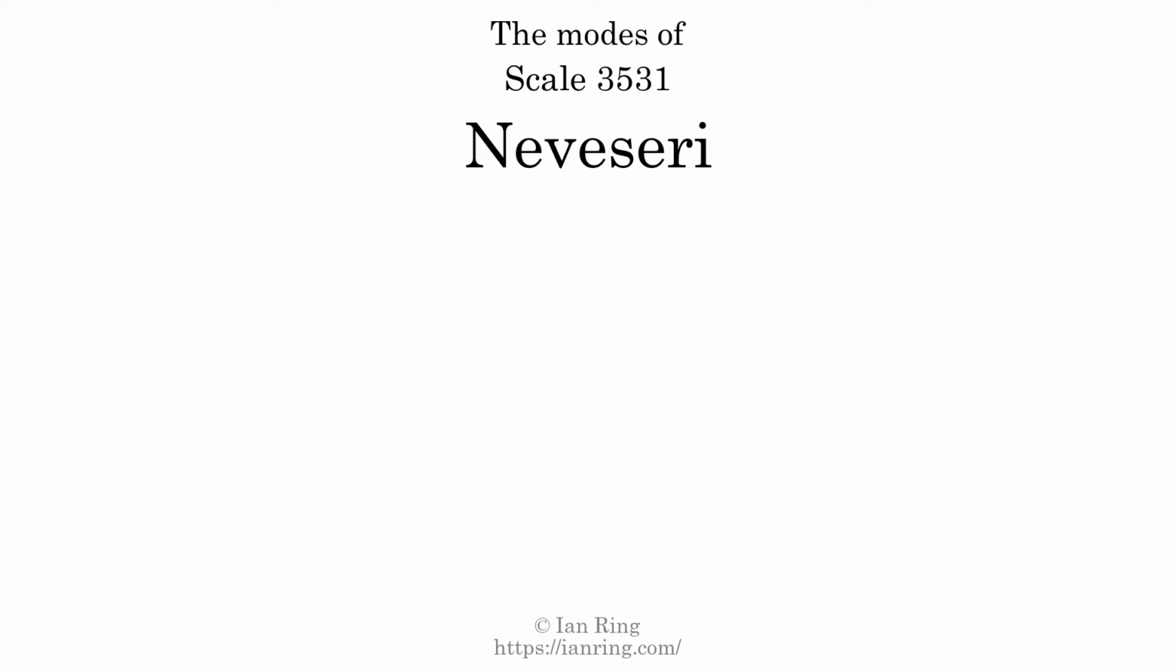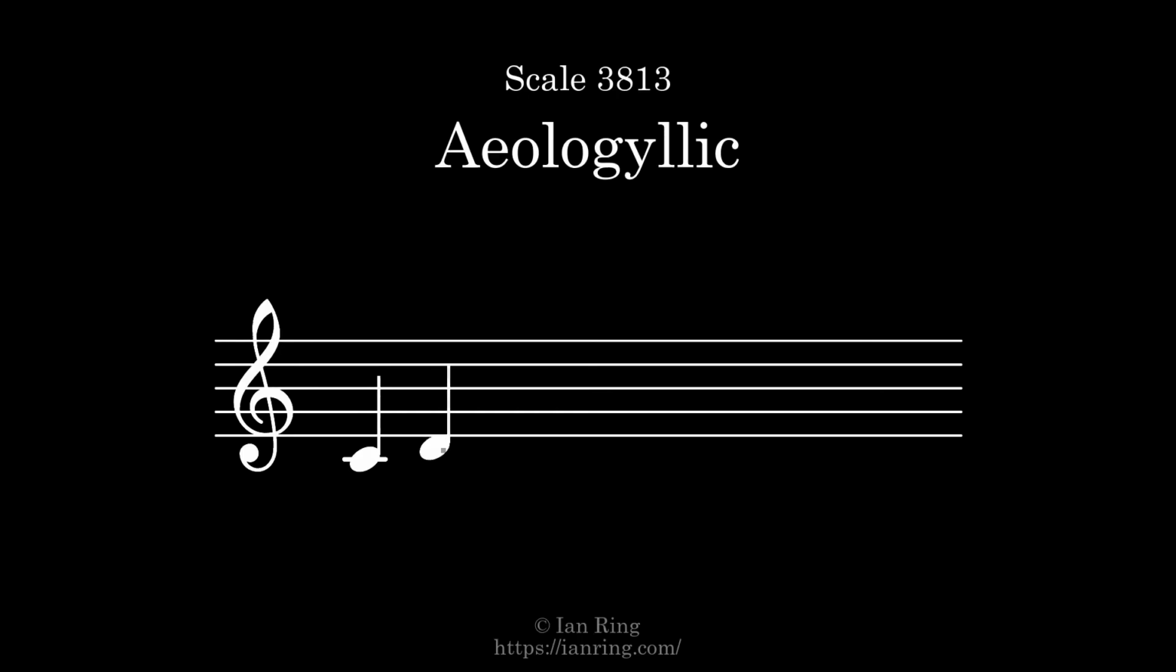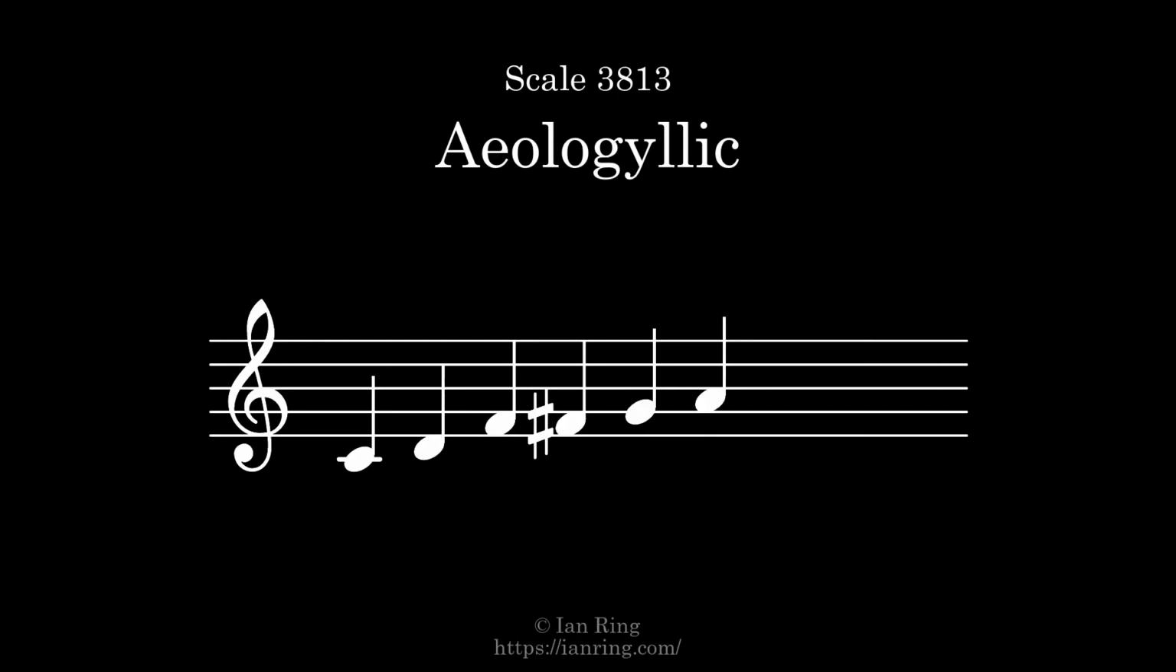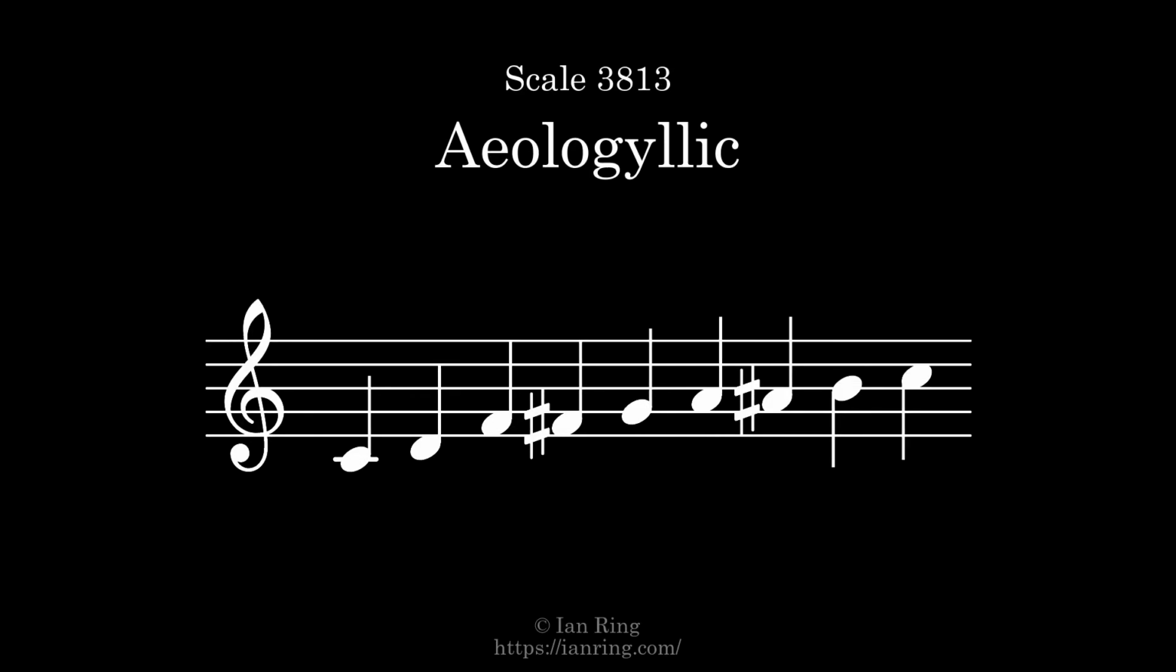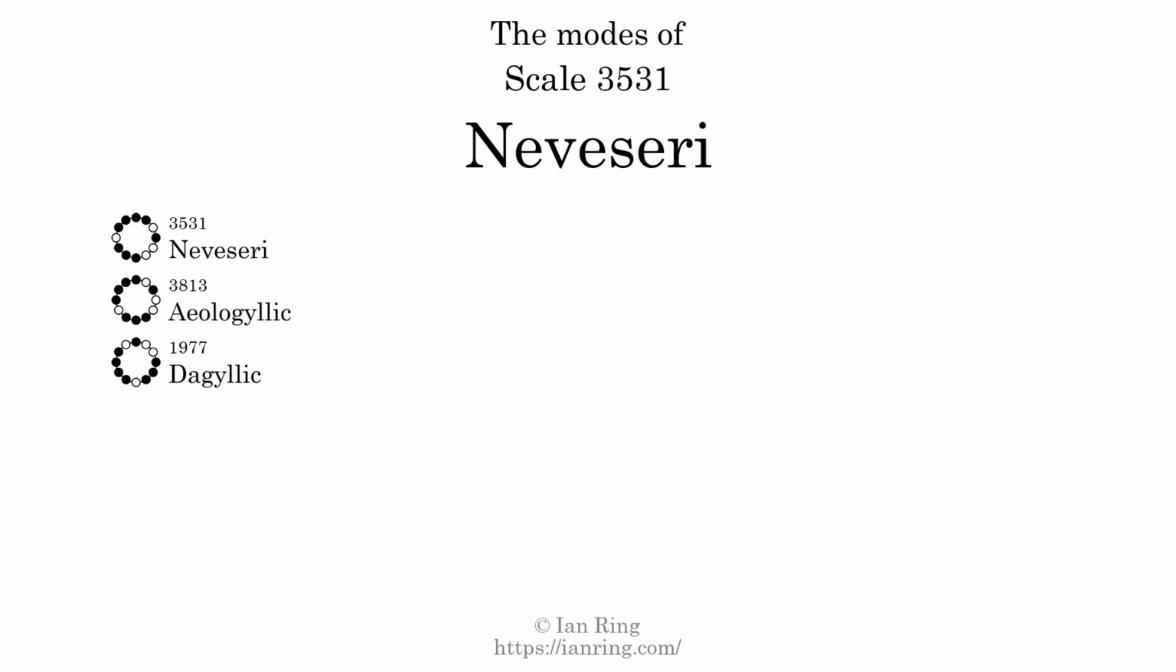This scale has 8 modes. The first mode is itself. The second mode is scale 3813, also known as elegiac. It sounds like this. The third mode is scale 1977, also known as digiac. It sounds like this.